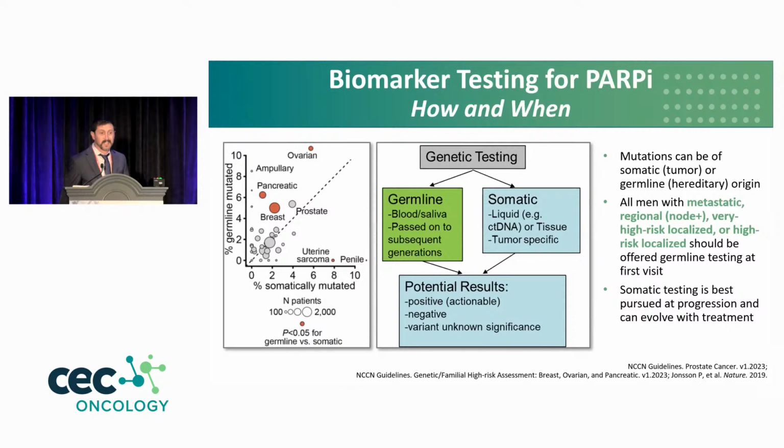In terms of testing for BRCA1 and 2 specifically, as part of NCCN guidelines, prostate cancer, for instance, includes all men with metastatic, regional lymph node positive, or high-risk localized disease should be offered germline or hereditary testing at their first visit with the oncologist. And there are other criteria-free testing tumor types, including pancreatic cancer, ovarian cancer, and triple-negative breast cancer, as well as male breast cancer. In terms of somatic testing, this can be repeated, and the best time to obtain somatic testing is at tumor progression. And this somatic profile can evolve with treatment pressures.